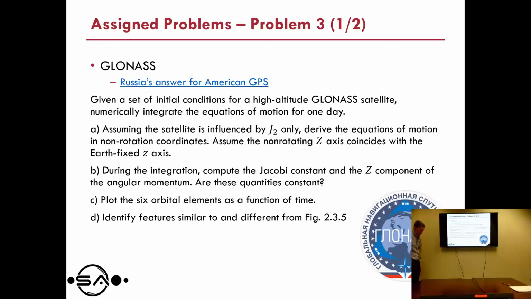And finally, GLONASS. GLONASS is Russia's answer to American GPS. They have 26 satellites in orbit, 24 of which are currently operating. We're going to use a satellite in a GLONASS-like orbit. Assuming the satellite is influenced by J2 only, you're going to develop the equations of motion and then integrate them for 1 day. During the integration, you're going to compute the Jacobi constant and the z component of the angular momentum. You're going to plot the 6 orbital elements as a function of time.